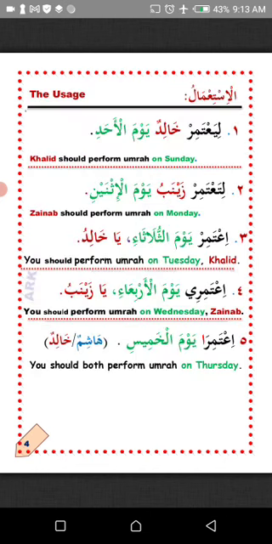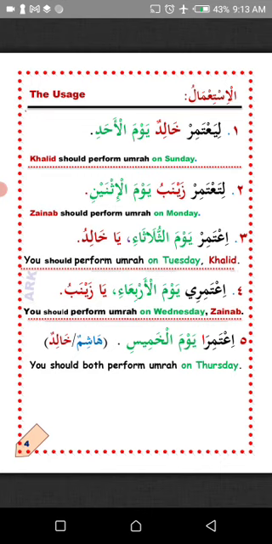Al-isti'mal, now the usage. Wahid, number one. ليعتمر خالد يوم الأحد. Khalid should perform umrah يوم الأحد, on Sunday.